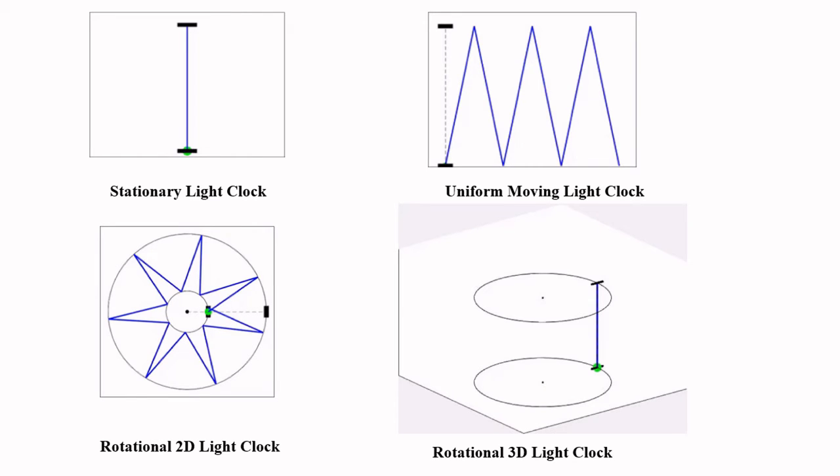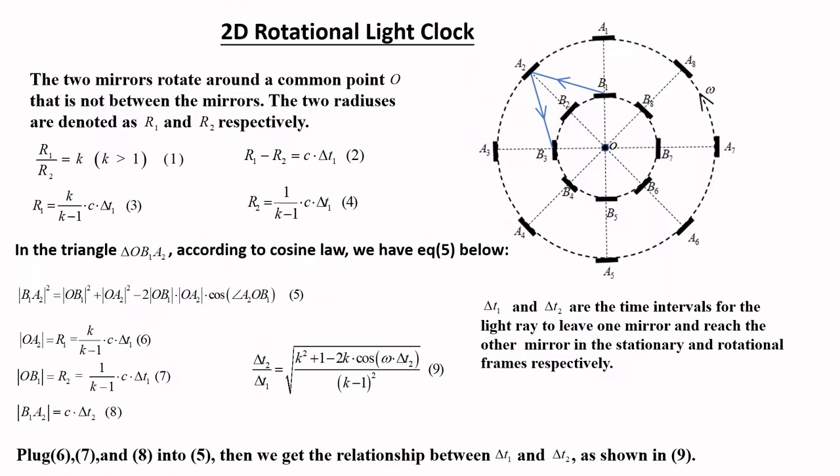Here we put four different kinds of light clocks together. They include the stationary light clock, uniform moving light clock, rotational two-dimensional light clock, and rotational three-dimensional light clock. In this slide, we show how the two-dimensional rotational light clock works.